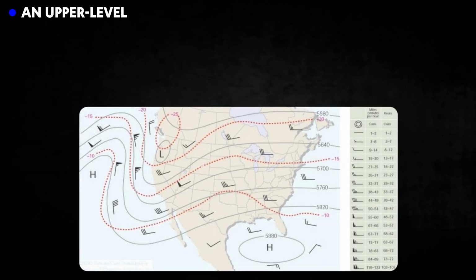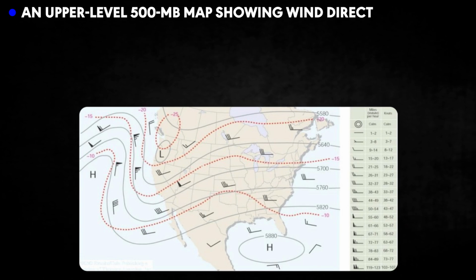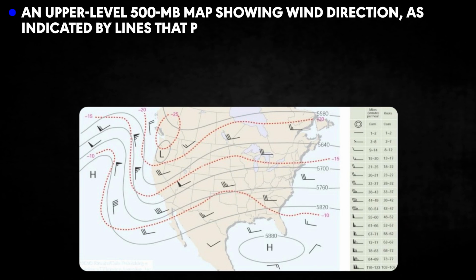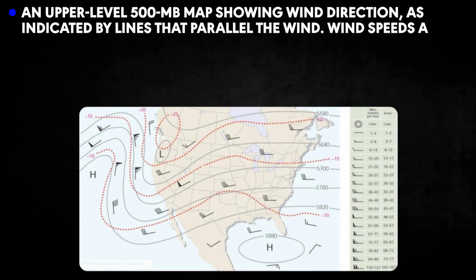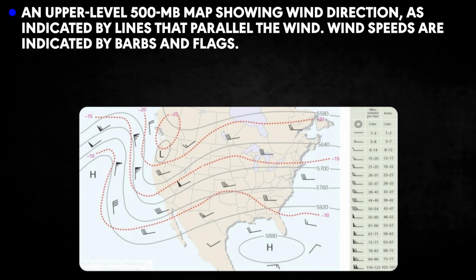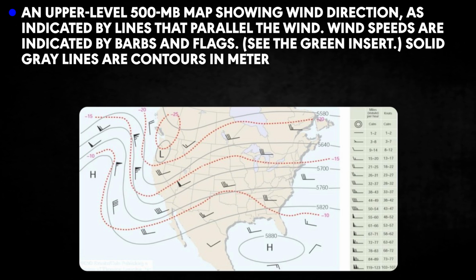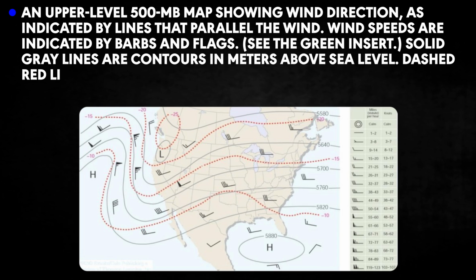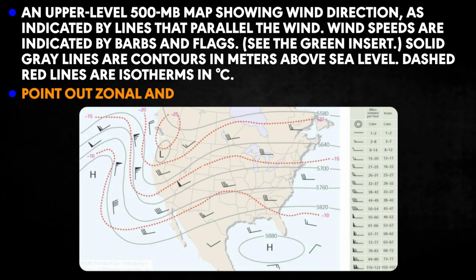An upper-level 500 MB map showing wind direction, as indicated by lines that parallel the wind. Wind speeds are indicated by barbs and flags. See the green insert. Solid gray lines are contours in meters above sea level. Dashed red lines are isotherms in degrees C. Point out zonal and meridional flow.